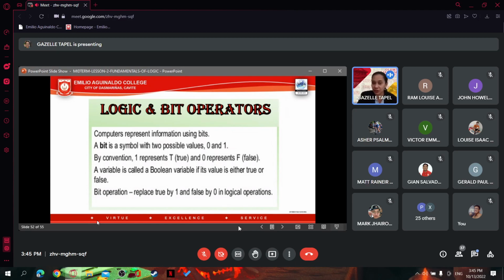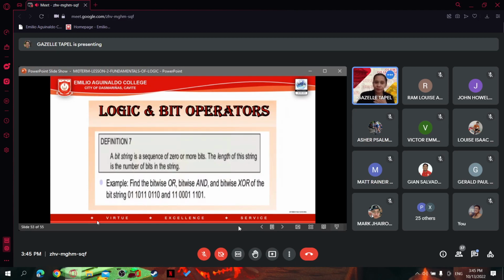So, using the logical operator. So, let us start with this. A bit string is a sequence of 0 or more bits. The length of this string is the number of bits in the string. So, say for example, let us find the bitwise or, and XOR. Ano ibig sabihin ng XOR? It's the exclusive or. Dito, pwedeng gumamit ng X. Yung XOR, that is short for exclusive or. Yung and for conjunction, then yung or for disjunction.